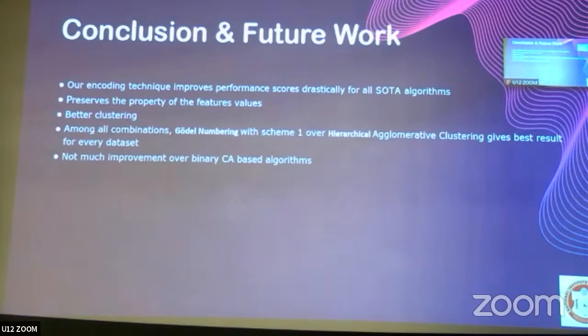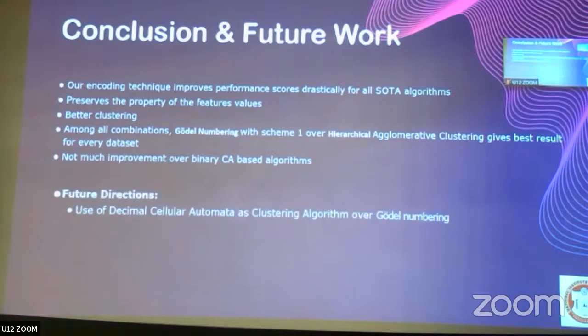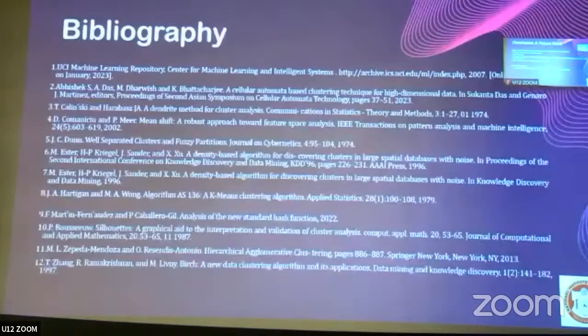So the next task that my student did, that we are currently doing also, we were using decimal CA for clustering, using the Gödel numbers as they are, and then applying them over an automata which deals with decimal numbers. So these are the bibliography.